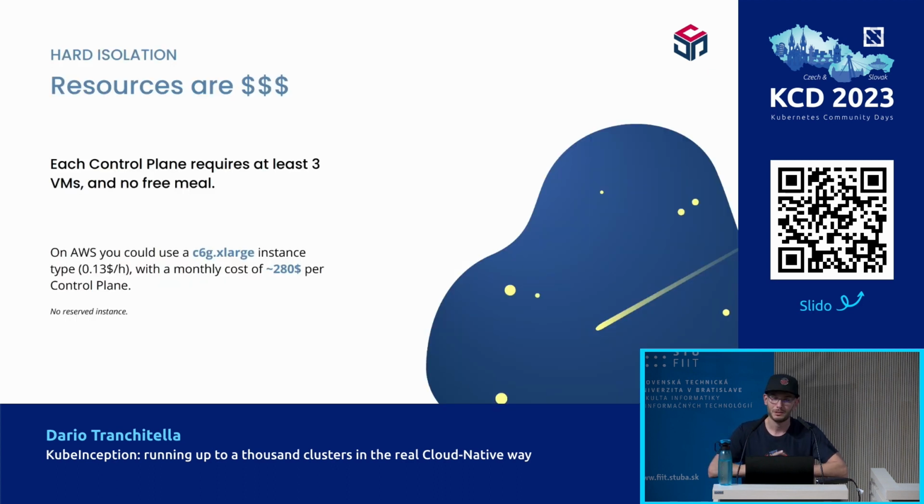And let's talk about the downsides of running multiple clusters, I'd say multiple control planes, because that's the topic of this talk. So each control plane requires at least 3 virtual machines, and we can try to do some math. And the math is running on AWS, because it's one of the most popular hyperscalers out there.